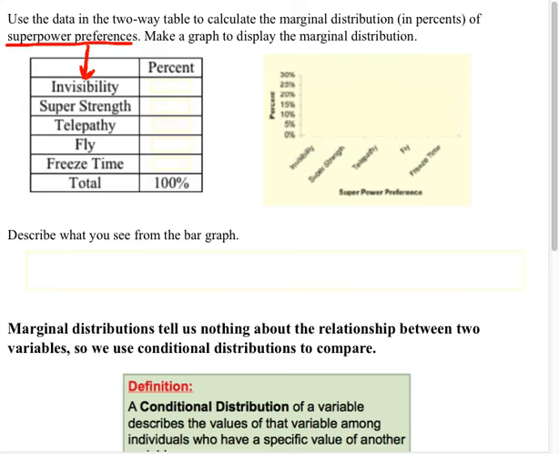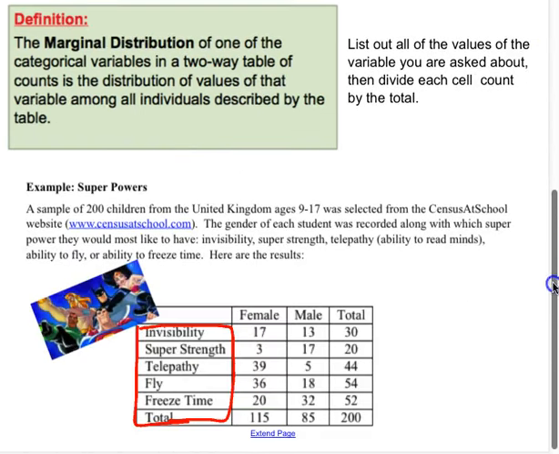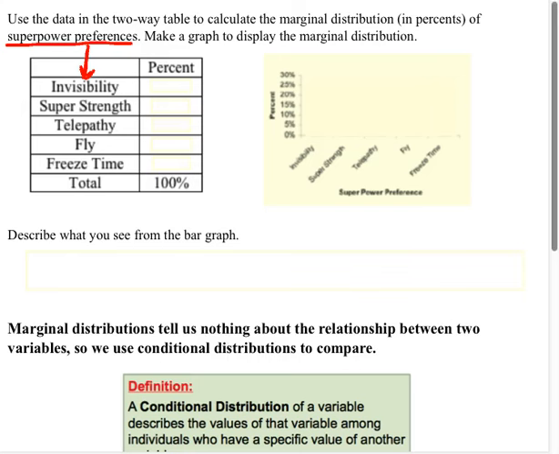Now how do I find the marginal distribution from there? Well, again, let's flip back. There are 30 people that want invisibility. 30 of the 200 kids wanted invisibility. So 30 out of 200, 30 divided by 200, gives me 15%. And then I would do the same thing over and over again.